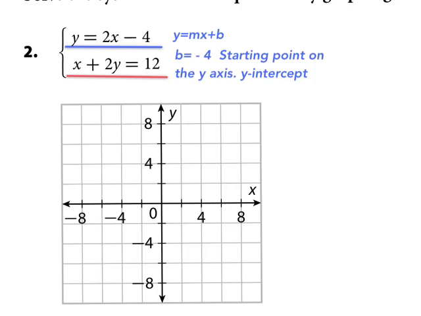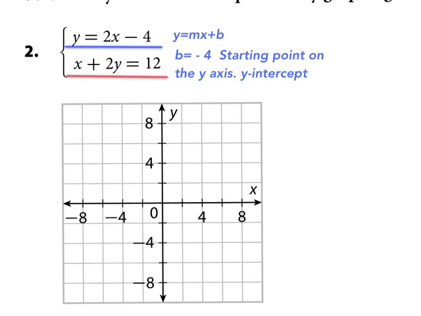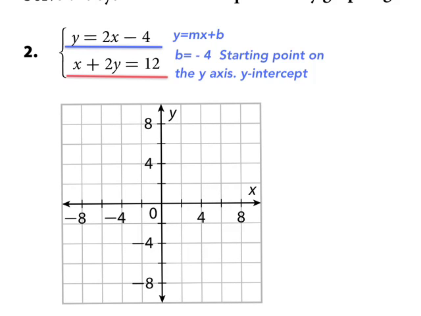Okay, now that you see it, that -4 needs to be graphed on the y-axis. So here's the y-axis, and -4 on the y-axis is found right here. So I'm going to put a point there. That is our first point.